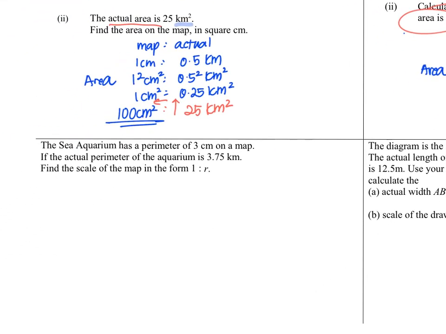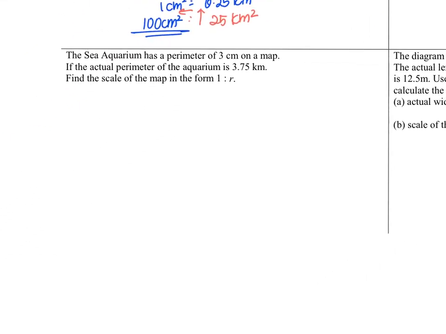We have the following question over here. Now, this sea aquarium has a perimeter of 3 cm on the map, but the actual perimeter of the aquarium is 3.75. So now we have map is to actual. The one on the map is 3 cm and the actual one is 3.75 kilometers.